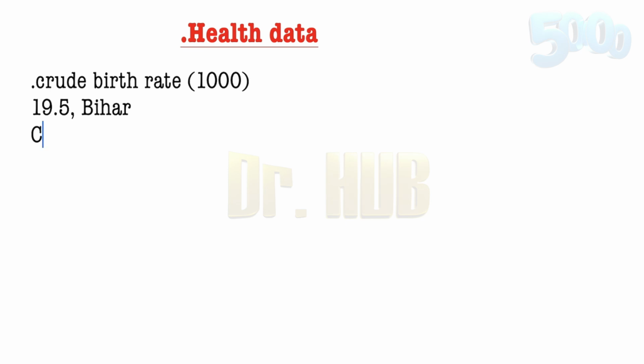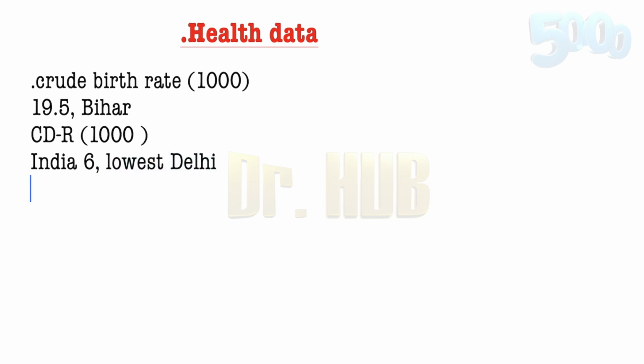Next we're looking at the crude death rate. The crude death rate is per 1000 mid-year population. India is around 6, and the highest is in Chhattisgarh, that is 7.9, and the lowest crude death rate is going to be in Delhi.